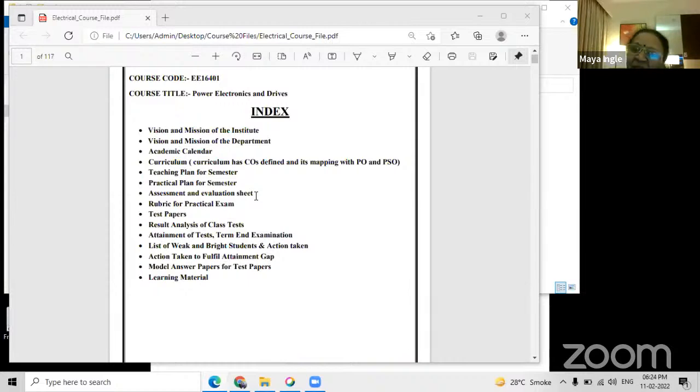Then result analysis of class tests, attainment of tests, term end examination. I'm going to show it to you. Then list of weak and bright students and action taken. This is something, I mean, it is not very tedious, but yes, sometimes it is not possible for us to locate really the bright students.